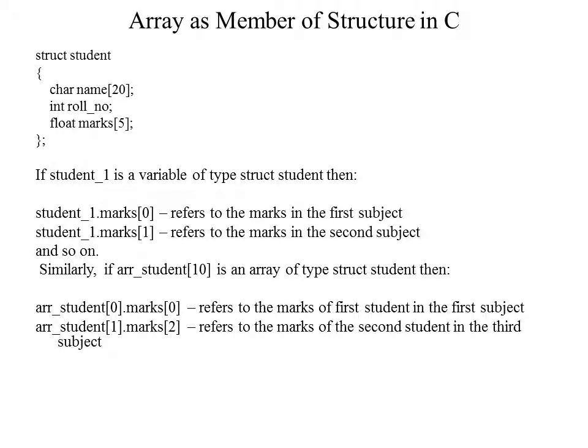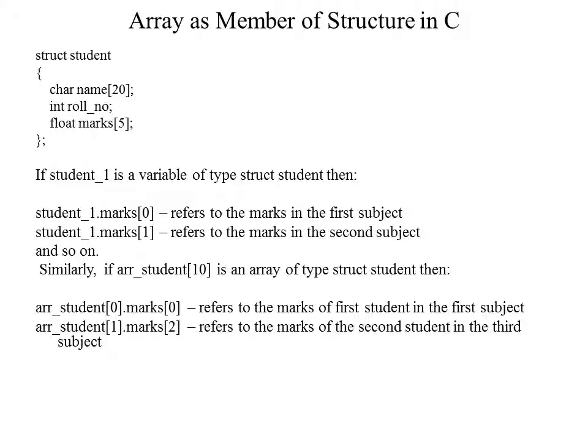Next is array as member of a structure in C. We have already used various arrays as members like name, float, marks. As you can see in this example on this slide, we have struct student. First member is name, that is also an array, a character array. Second is a simple integer roll number, and third is also an array of float data type of size 5. It means we want to take the marks of 5 subjects.